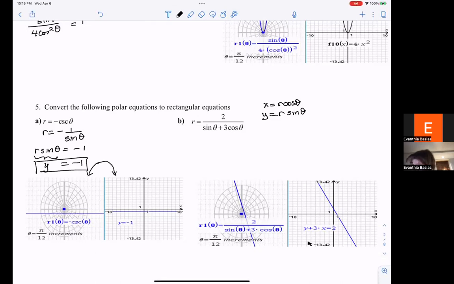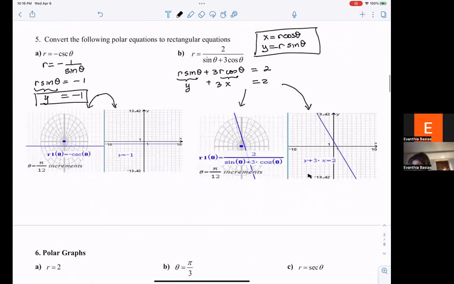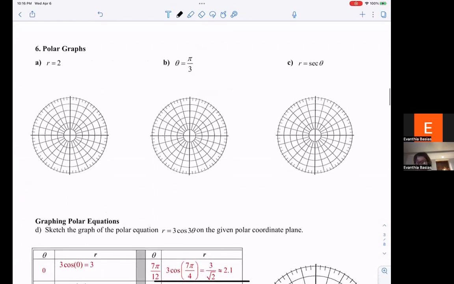And in the next one, if we do cross multiplication, r sine theta plus 3r cosine theta is equal to 2. Well, r sine theta is our y, and r cosine theta is our x. And that is the graph of the line that we have here. Okay, so that's basically it. Notice how important these two have become. Now we should know our polar graphs.